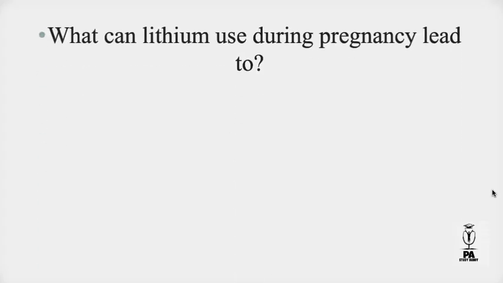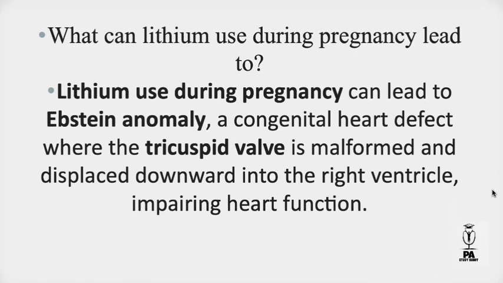What can lithium use during pregnancy lead to? This is a question you will likely encounter during the rounds, during your psych rotation, or during your exams. Knowing that lithium used during pregnancy can lead to the Ebstein anomaly, which is a congenital heart defect where a tricuspid valve is malformed and displaced downwards into the right ventricle, impairing the heart function.